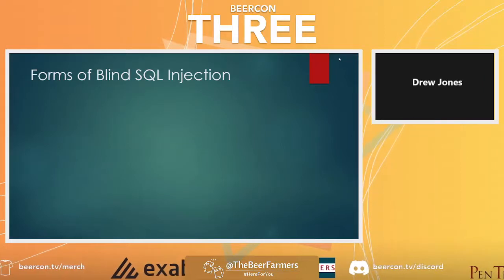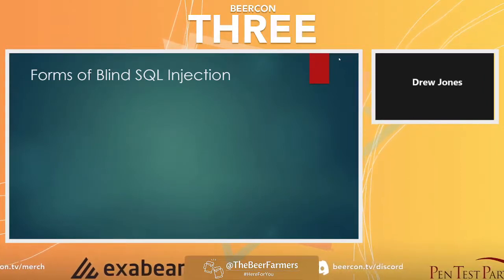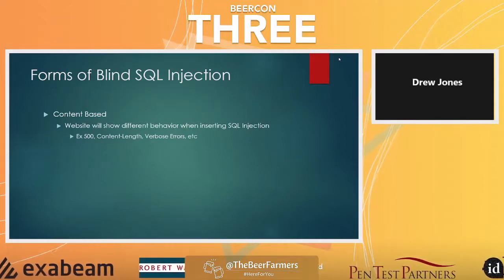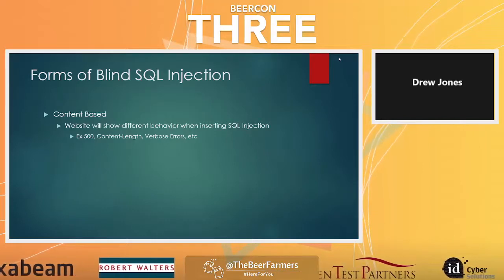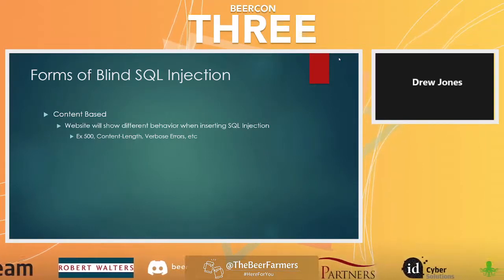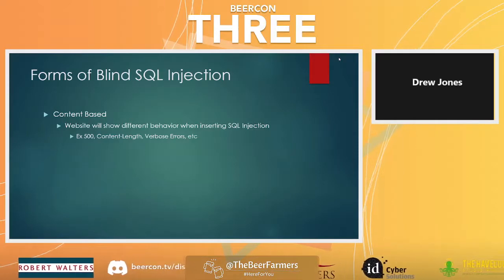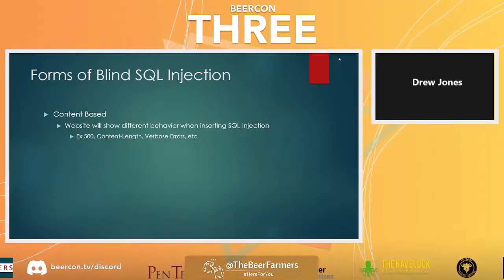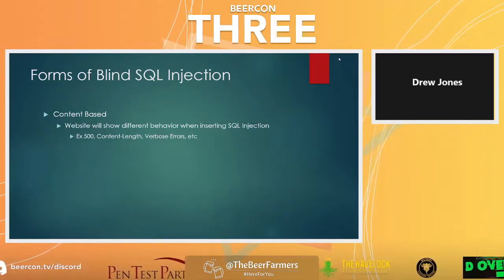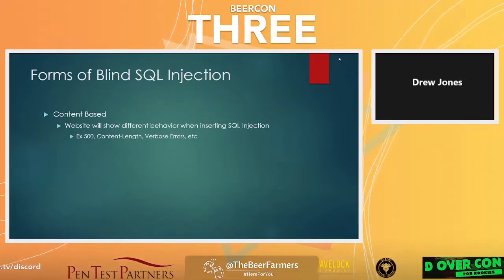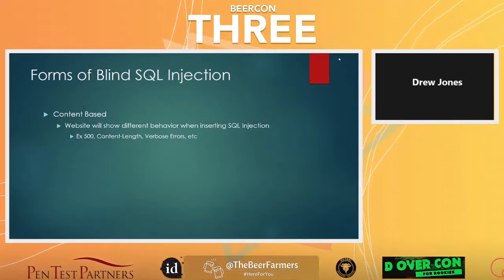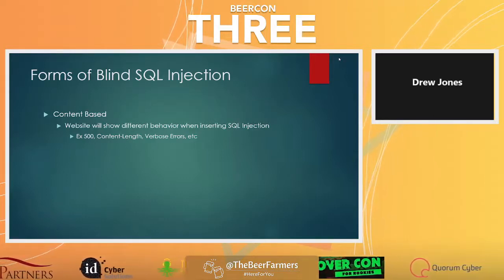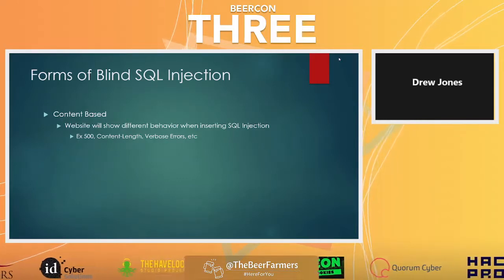So there are two main forms of blind SQL injection. The first form is content-based, which essentially means that the website will show different behavior when you insert the SQL injection. You may be thinking, what exactly is this different behavior? Well, it could be a huge variety of things. It could be a 500 error code. The content length could be different. There could be verbose SQL errors. It could really be a lot of different things, and you're going to have to observe the response to see if it's giving anything different when you insert your SQL injection.